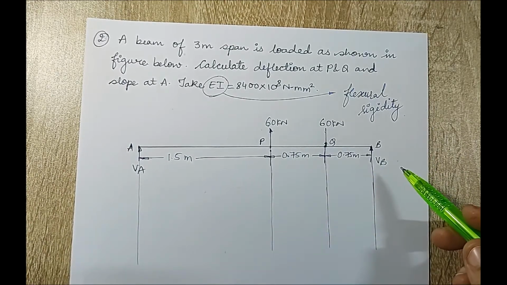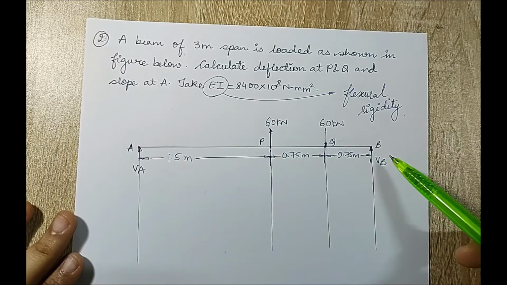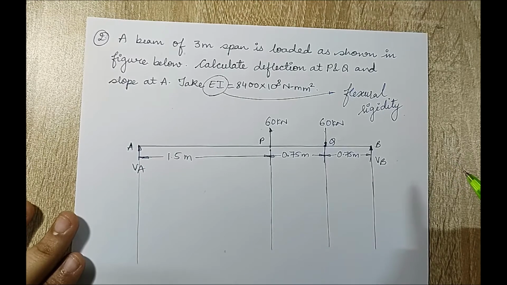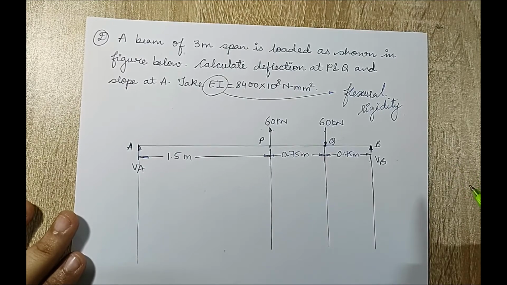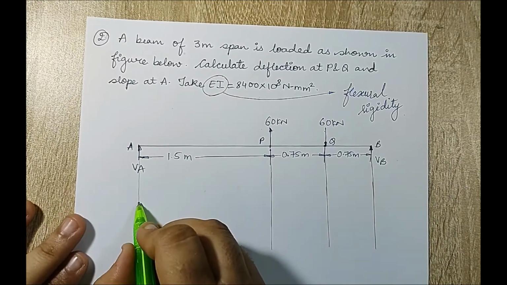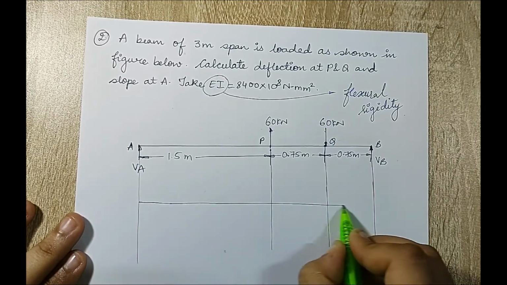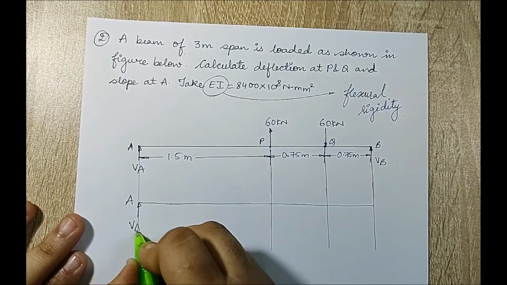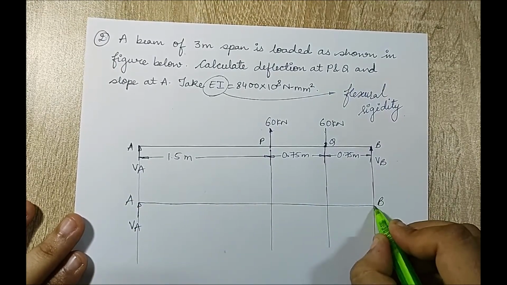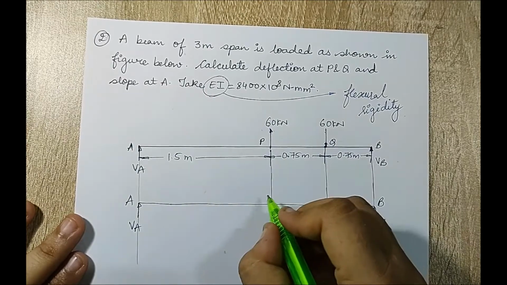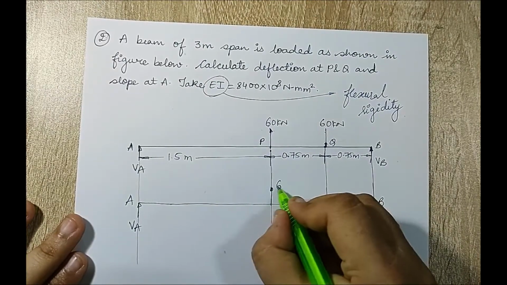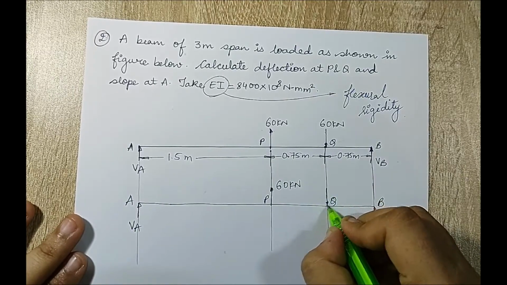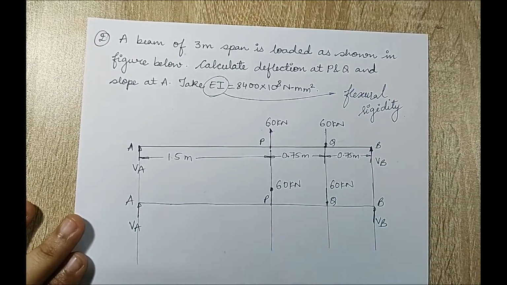This is the beam given to me. If you can observe, VA and VB are directly mentioned, so I'm not going to draw the FBD. I am going to directly start with drawing the section diagram. I'm going to start by drawing the slider on this beam. So this is my point A, reaction VA. At B there is a reaction VB. At point P there is a load of 60 kN in the upward direction. At Q there is a load of 60 kN again in the downward direction.